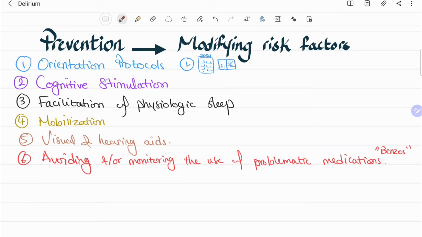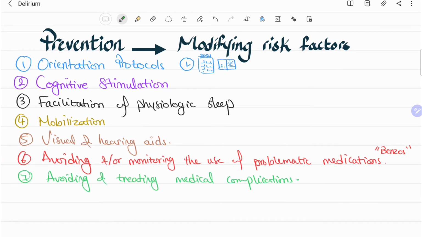Another very important measure is avoiding and/or monitoring the use of problematic medications. Medications are often implicated in precipitating delirium, particularly in those already at risk. Benzodiazepines in particular are often implicated. In one systematic review, the authors concluded that benzodiazepines should be avoided in high-risk patients, while caution should be used in prescribing opioids, dihydropyridines, and antihistamines.